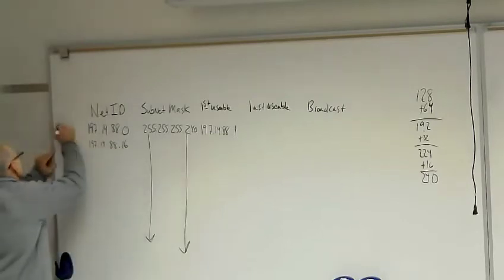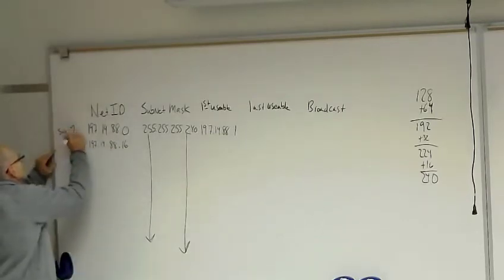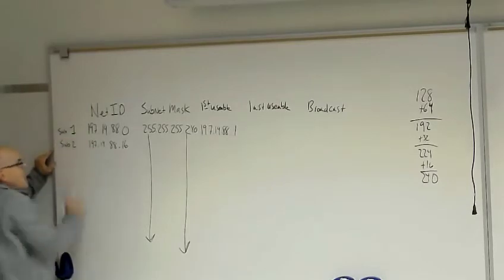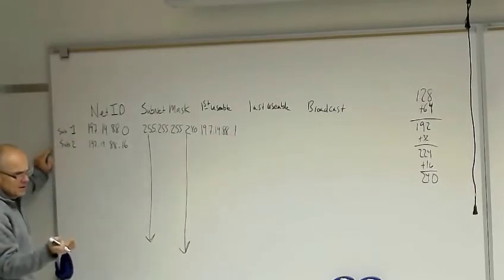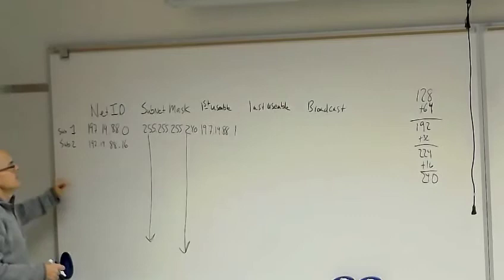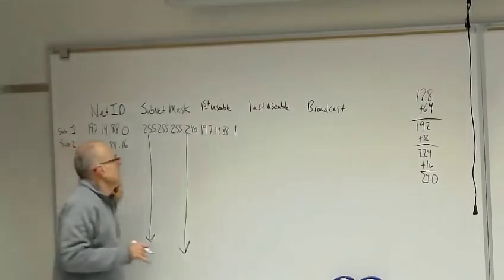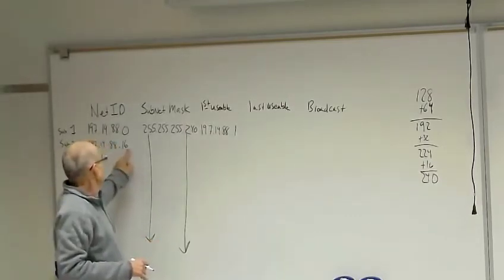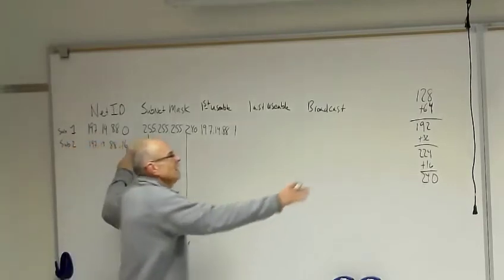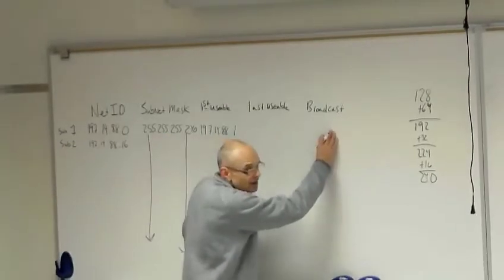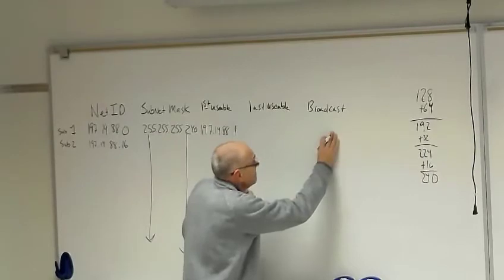So this is subnet 1. This is subnet 2. How many subnets do we have total? 16. 16, okay. So we got some work ahead of us. So if this is 16, I'm going to backtrack a little bit and ask you, what is the number that is right before 16? 15.